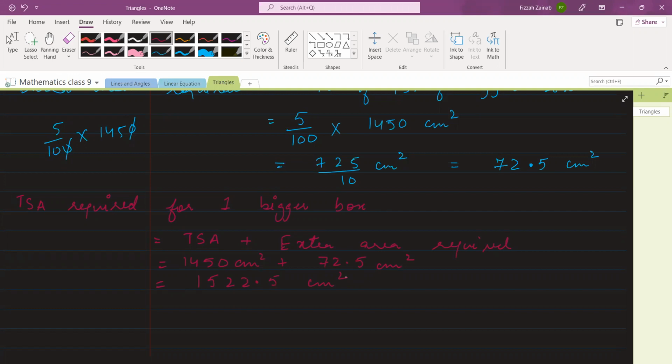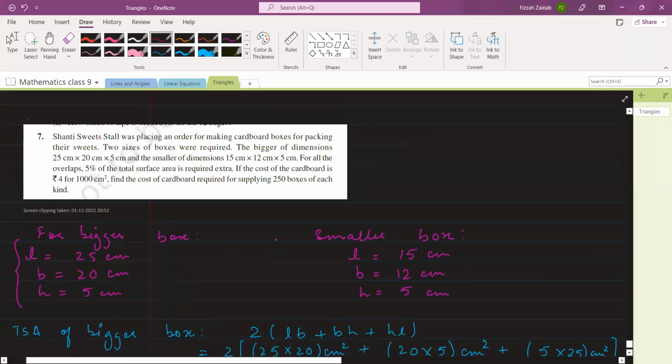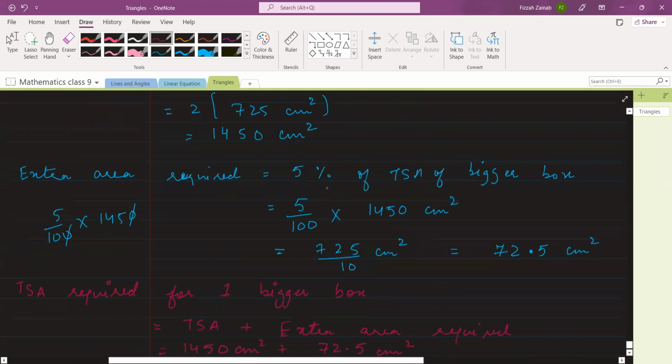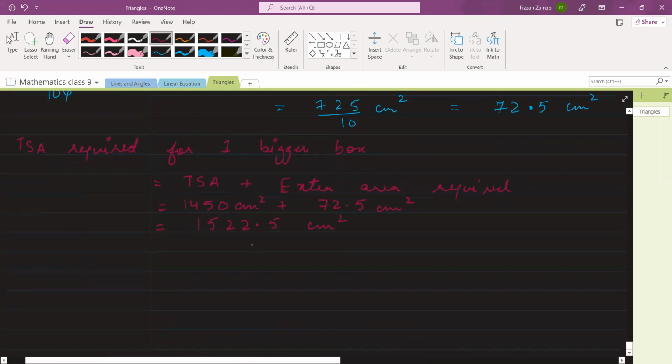Yes, ma'am. Okay. Now how many boxes are there in total? You can just multiply here itself. 250 boxes of each kind. Okay, so this was the TSA for one bigger box. Let us find the TSA for 25 bigger boxes. 25 bigger boxes will be equal to simply 25 multiplied by 1522.5 centimeters square. Is that clear?